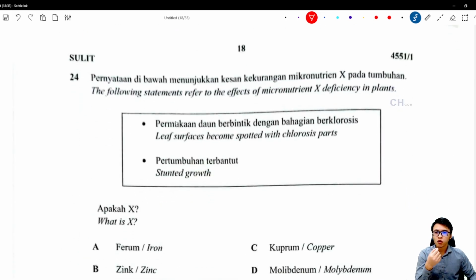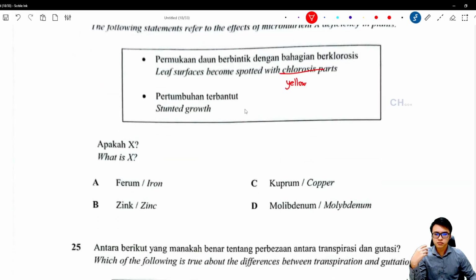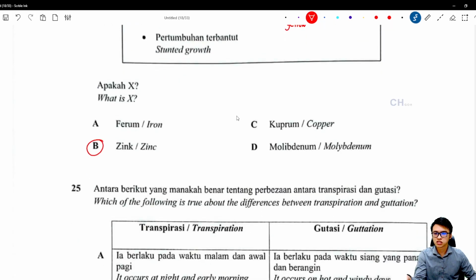Okay, question 24. The following statements refer to the effects of micronutrient X deficiency in plants. Leaf surface becomes spotted with chlorosis parts. Chlorosis means the yellowing of the leaf. Stunted growth. So the answer here should be zinc. To answer this kind of question, the only thing you need to do is memorize. Whether you can memorize or not, it all depends on you. All right, so the answer here is zinc.